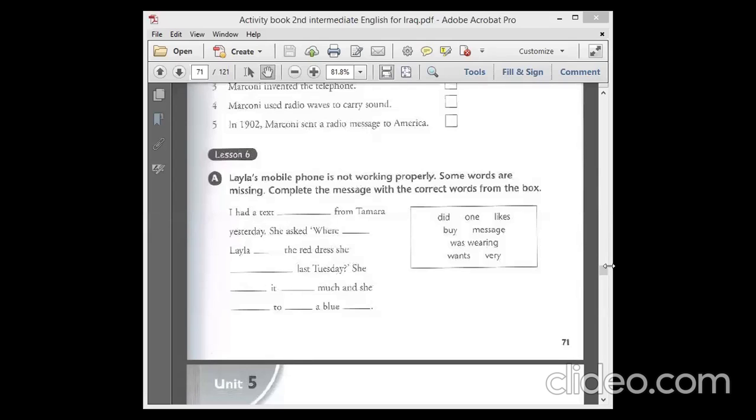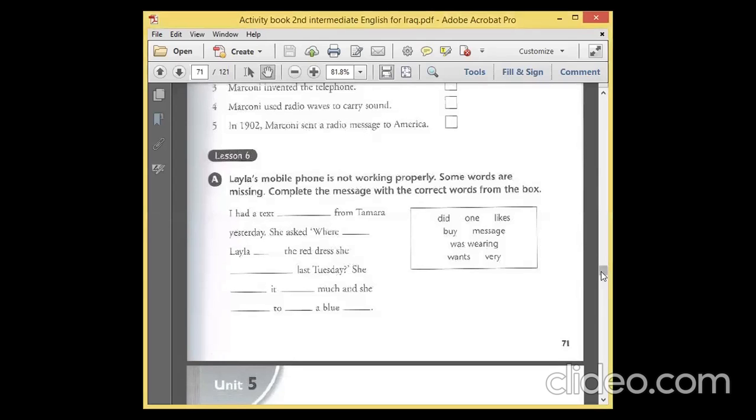Okay, that's great. So I asked about the meaning of the word properly. What is meant by properly? If I say, it's done properly. Yes, exactly. So Layla's mobile phone is not working properly. Some words are missing. Complete the message with the correct words from the box.